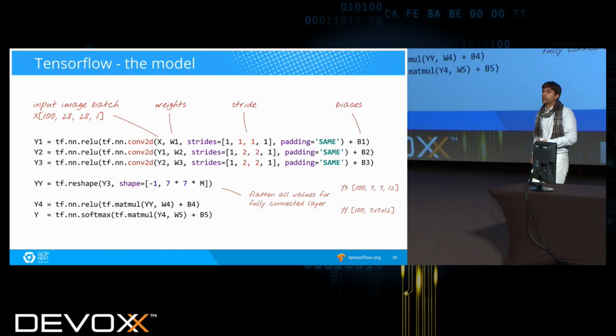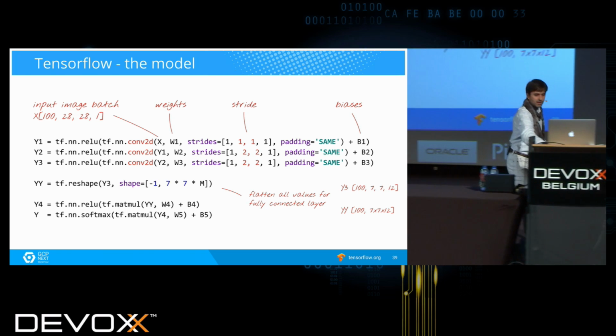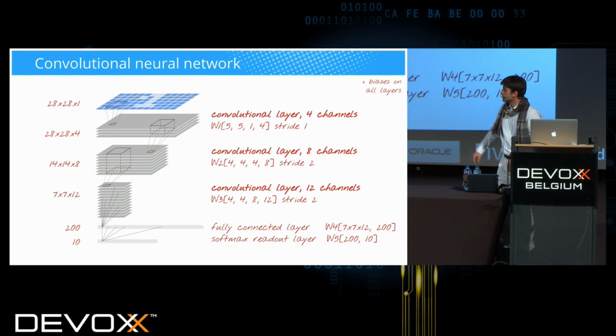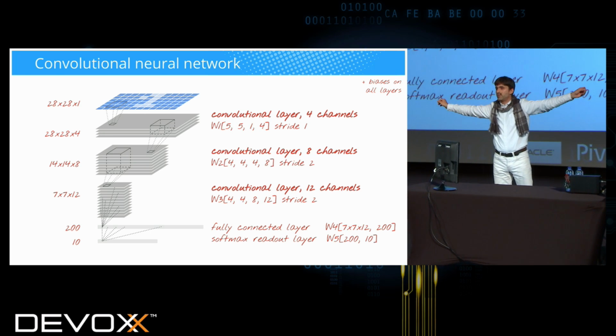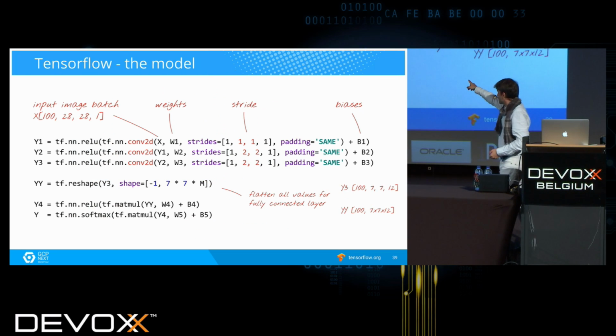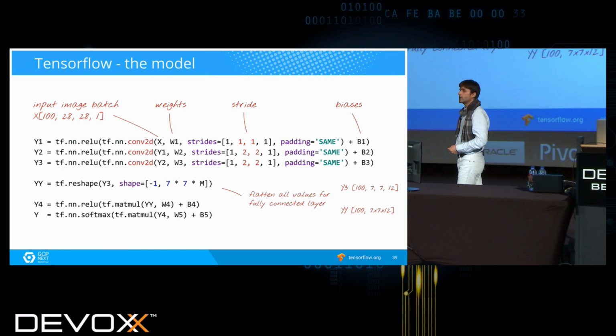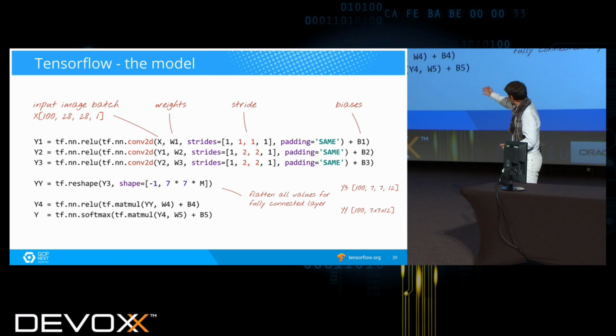Then as we want to go into the fully connected layer, we need to reshape this little cube of 7 by 7 by 12 values. We need to reshape it as one vector so that we can input it into a fully connected layer. That's what we do. And then our 2 fully connected layers, one with a Relu, one with a softmax. I hope by now you're used to those one-liners representing one fully connected layer in a neural network.